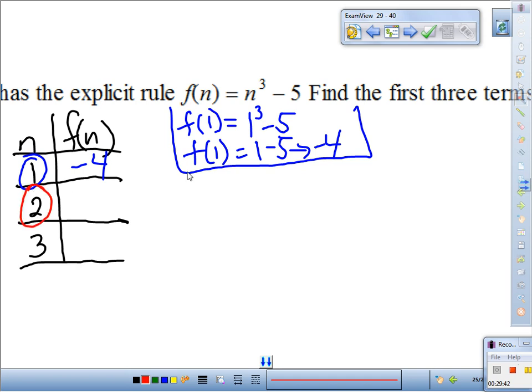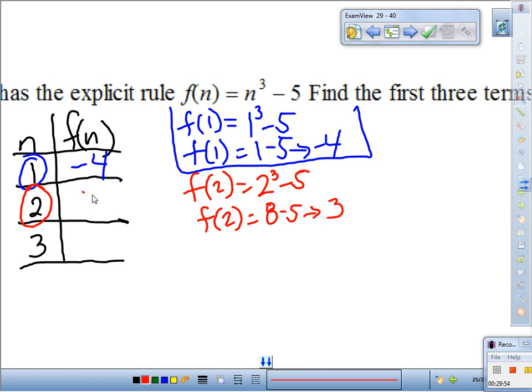Next value is what? 2. So I write f of 2 equals 2 cubed minus 5. F of 2, what is 2 cubed? What is 8 minus 5? 3. And that goes right there.